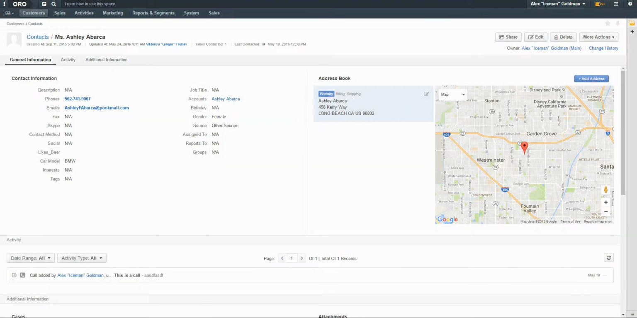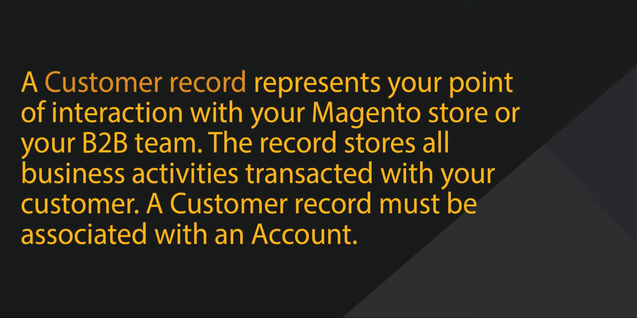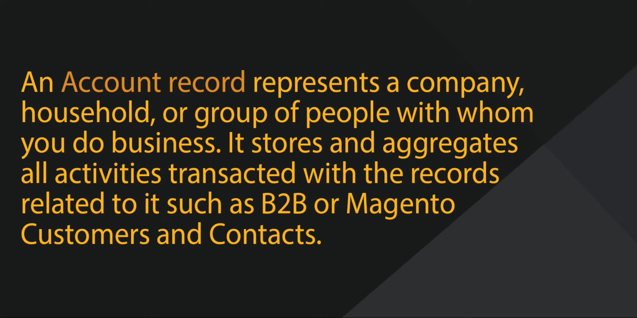To summarize our tutorial, a customer record represents your point of interaction with your Magento store or your B2B team. The record stores all business activities transacted with your customer. A customer record must be associated with an account. An account record represents a company, household, or group of people with whom you do business. It stores and aggregates all activities transacted within the record related to B2B customers or contacts.